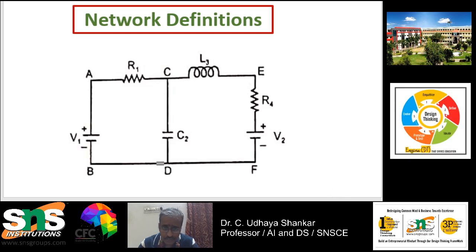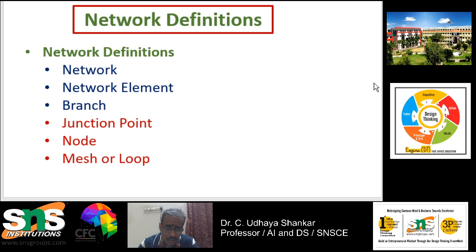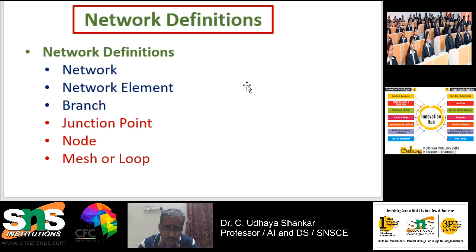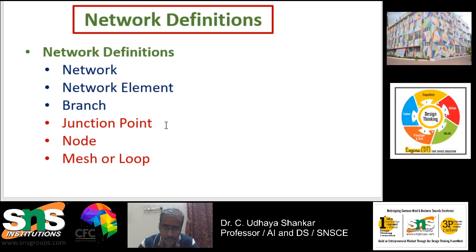As I have already told, I have divided this video session into two different parts. In the first video, I will be discussing what is a network, what is a network element, and what is a branch. Whereas in the upcoming video, in part 2, I will be discussing what is a junction point, what is a node, and what is a mesh or loop. This is how I have planned it.